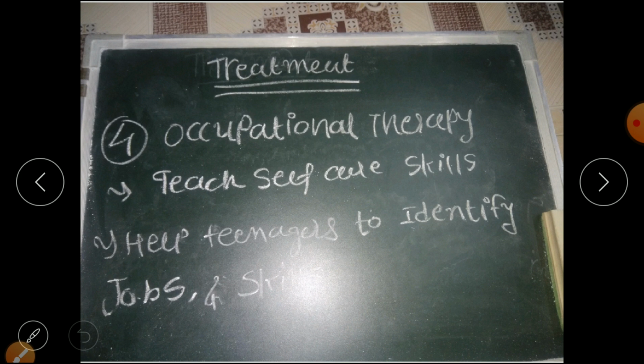Then the occupational therapist. Occupational therapy teaches self-care skills like eating, dressing, combing, washing, and cleaning of the parts. These are self-care skills which the occupational therapist develops in the child. They help the child develop specific key skills. They also help teenagers identify jobs and be placed in a particular job, and they develop specific skills so they can do the job easily. This is the role of the occupational therapist.